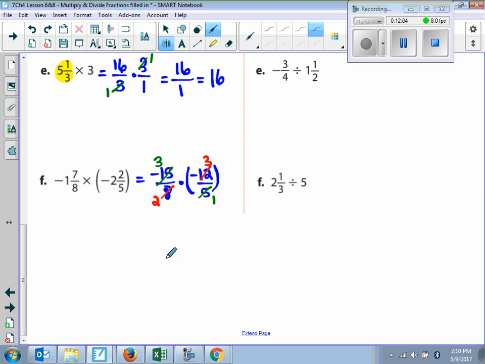So now we can multiply straight across. So we have, and don't forget, negative times a negative is a positive. So we have negative 3 times negative 3. That's going to give me a positive 9. And that's over 2 times 1, which is 2. And now we can change that to a mixed number. So how many times does 2 go into 9? 4 with 1 left over. So that gives us 4 1/2.